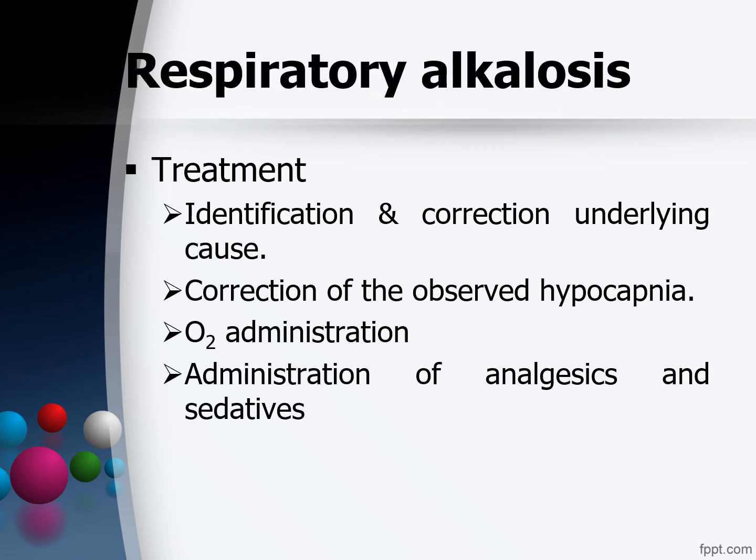For the treatment of respiratory alkalosis, this includes the identification and correction of the underlying cause, and correction of the observed hypocapnia. So when we say hypocapnia, that is a reduction in the partial pressure of carbon dioxide in the blood. We also have oxygen administration to treat the hypoxemia associated with this respiratory alkalosis. We also have the administration of analgesics and sedatives. So this is for the treatment of fear, pain, or stress in the patient.